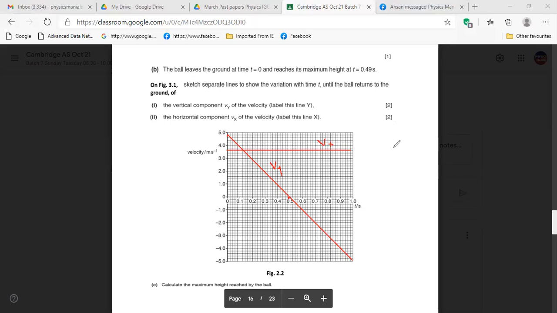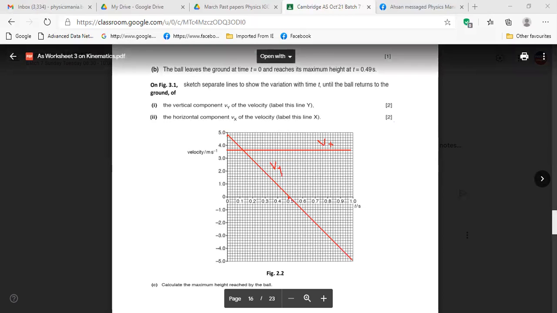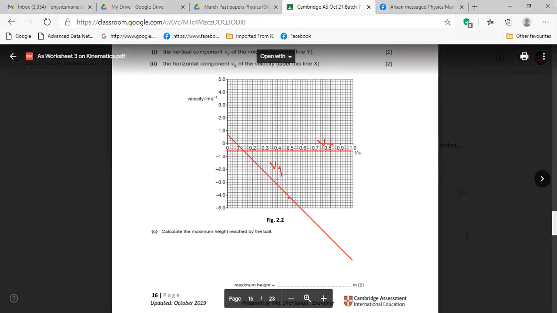No, sir. Then part C, you see it's written: calculate the maximum height reached by the ball. Maximum height, how can you find it? What is the formula of maximum height?